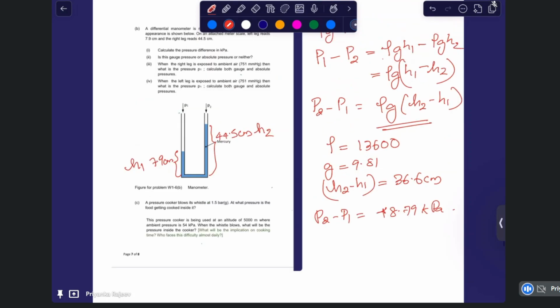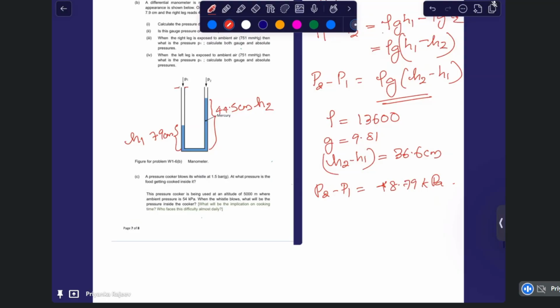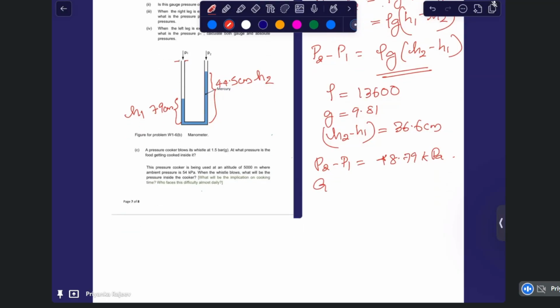Now, is this gauge pressure or absolute pressure or neither? So you can see the legs of this manometer are open, so that is exposed to atmosphere. That means it is with respect to atmospheric pressure, so it is gauge pressure.